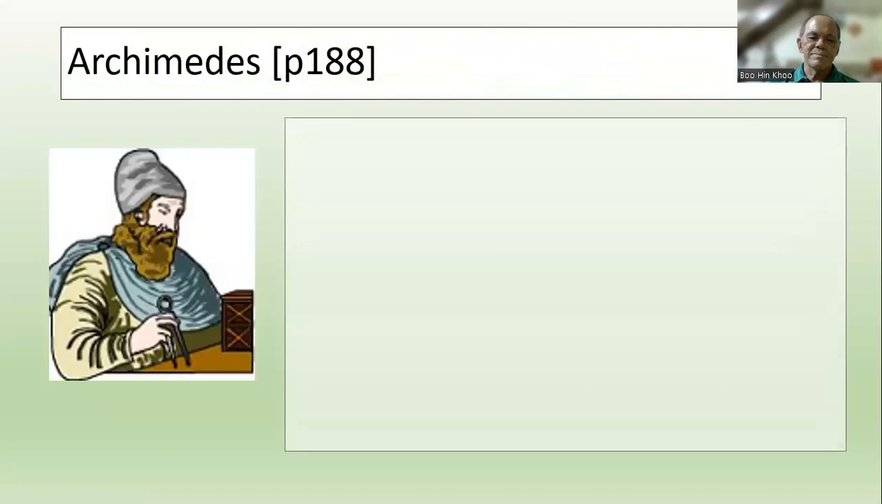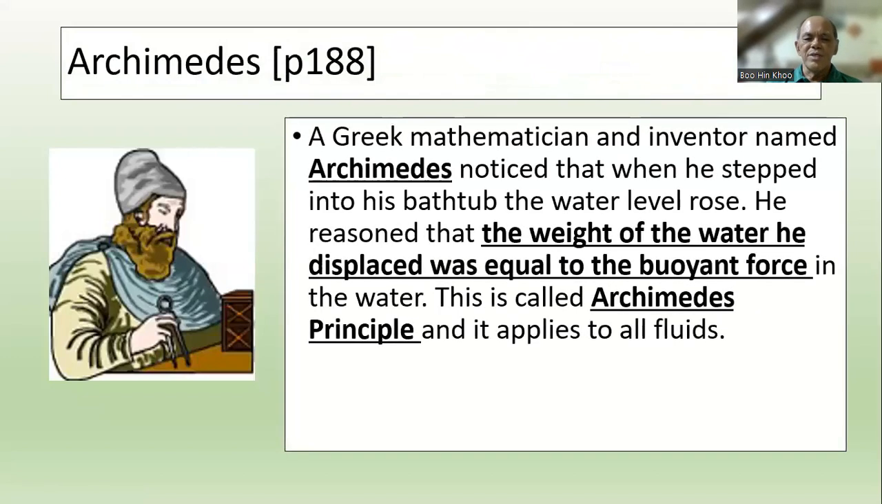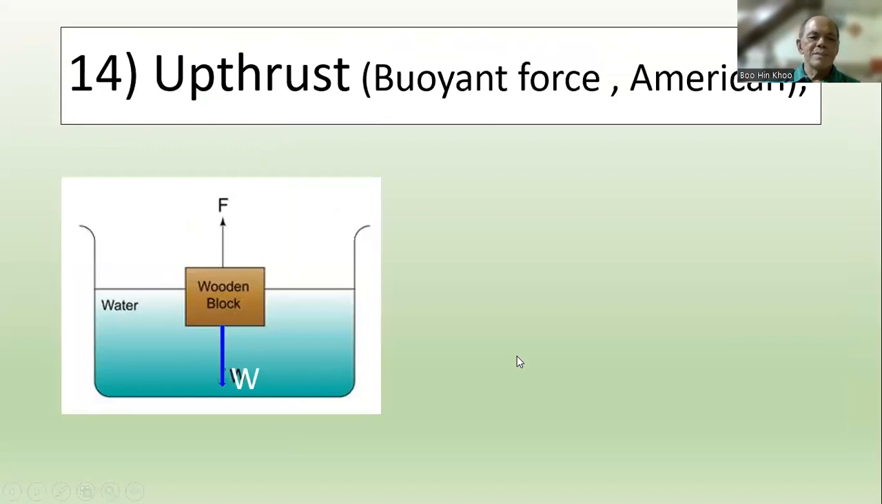Archimedes, a Greek mathematician and inventor, noticed that when he stepped into his bathtub, the water level rose. He reasoned that the weight of water he displaced was equal to the buoyant force in the water. This is called Archimedes' principle and applies to all fluid. Instead of calling it buoyant force, which is American, we usually call it upthrust.